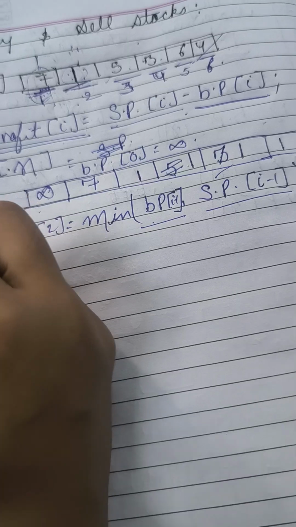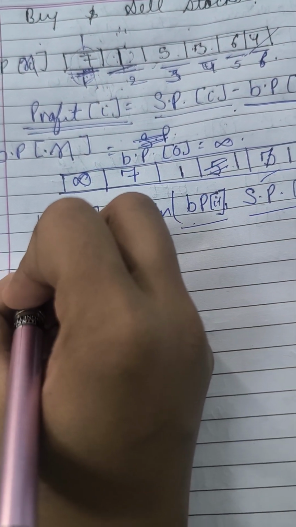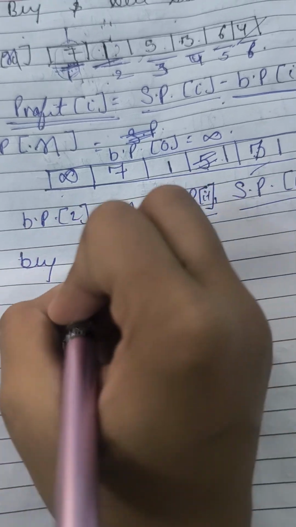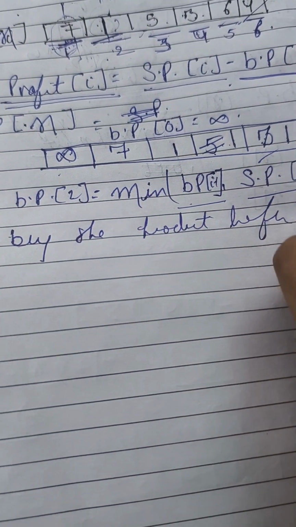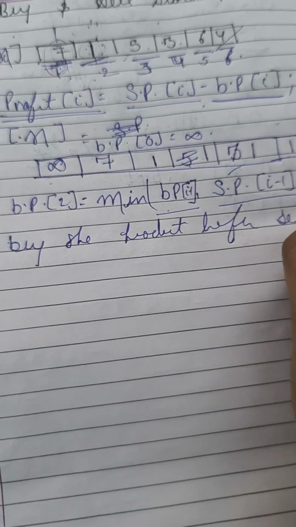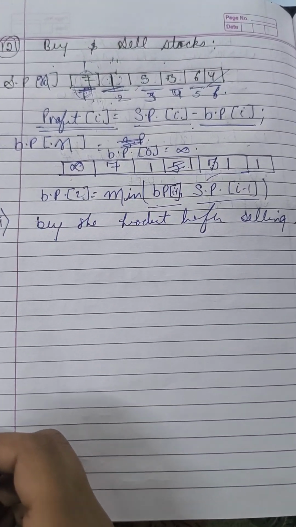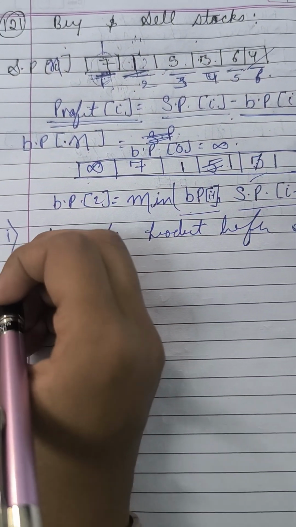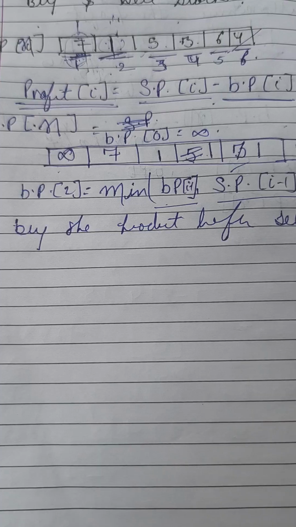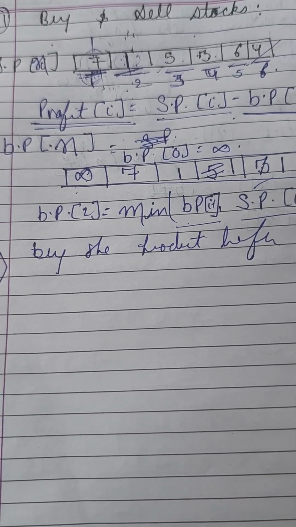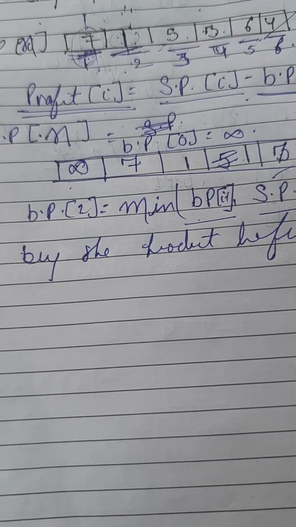I want to give you a hint here. The question had said that you have to buy the product before selling it. The first hint is this. It is making it clear that you need to buy the product if you have to sell it. And the second hint that is given in the question, apply your brain, is that you have to return the maximum profit.